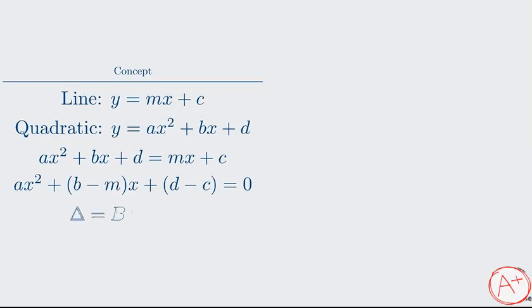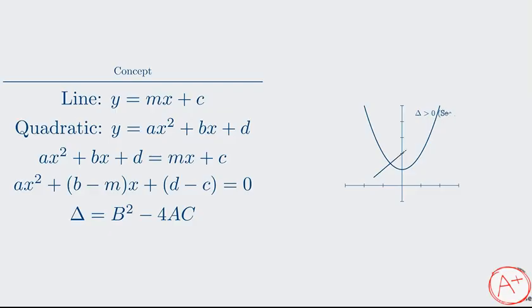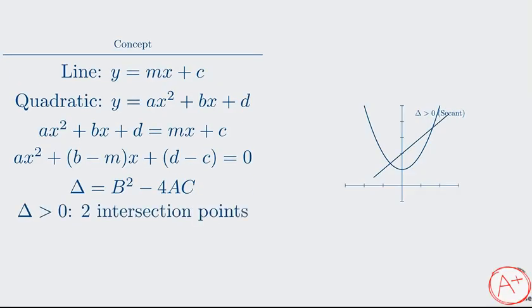The behavior of the line relative to the curve depends entirely on the discriminant of this new equation, which we denote as capital delta. Look at this visualization of a parabola and different lines. First, if the discriminant is greater than 0, there are two distinct real roots. The line is a secant, cutting through the curve at 2 points.